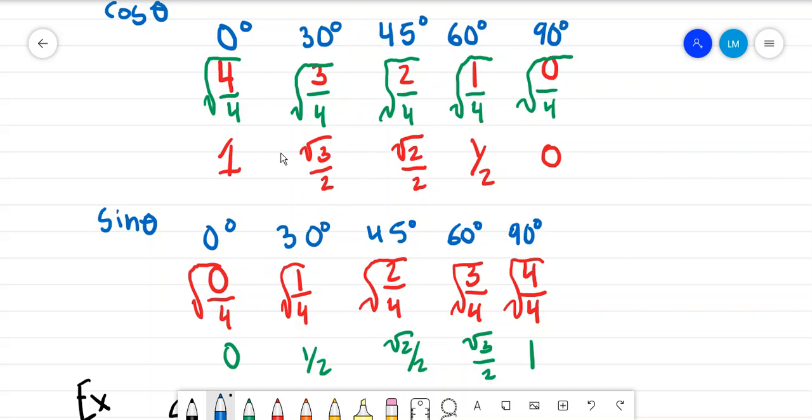I will say that if you know cofunctions, then essentially this is easy too, because if you know cosine of 90, then you know sine of 0. If you know cosine of 30, then you know sine of 60, and so on. So just to finish this off, you just say that these are the x's and these are the y's. Okay?